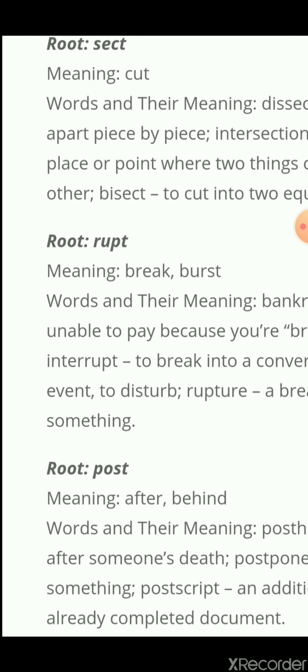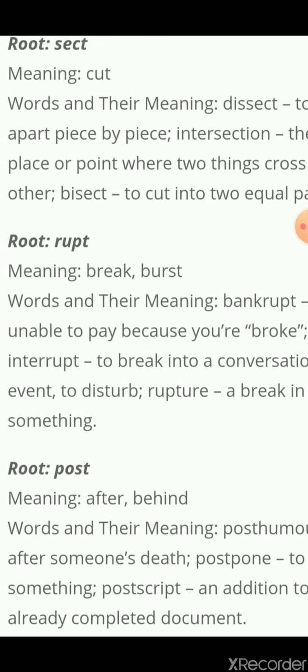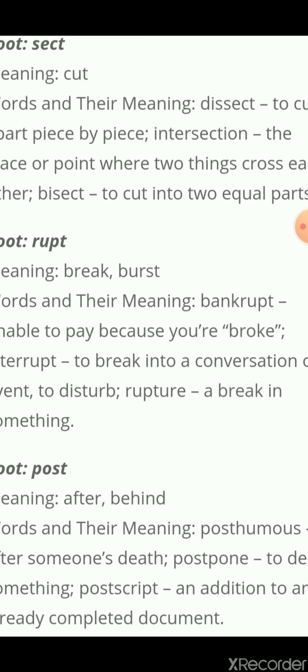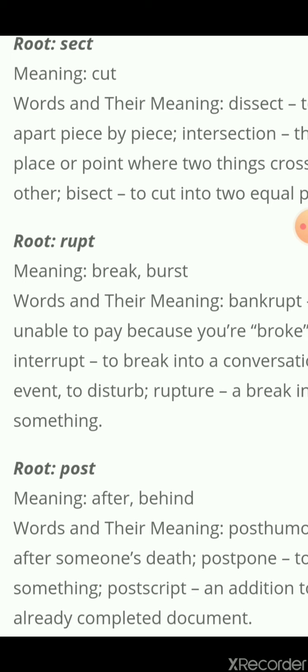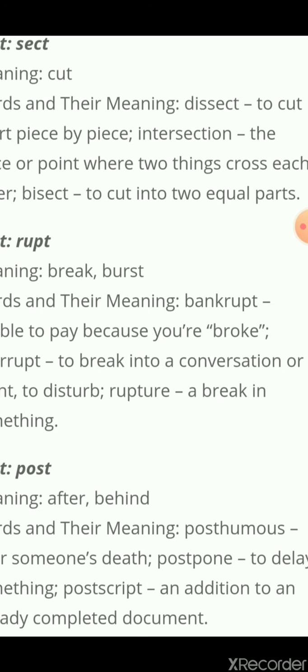That's very important. Next root in the series we have rupt. Rupt means bust, break. So words and their meaning: bankrupt, we always speak, unable to pay because you are broke. Interrupt, to break in a conversation. Sorry for the interruption. We always say means we are interrupting, we are breaking the conversation of someone.